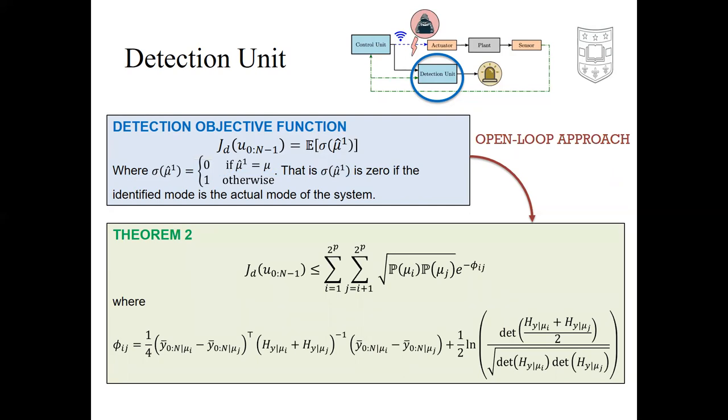Here, phi ij is a function of the expected value of the output over the detection horizon and also the covariance. And it's been shown before that by knowing the control sequence at the beginning of the detection horizon, we can easily compute this expected value and also the covariance of the measurements over the detection horizon. This phi ij is a quadratic function in control sequence, but this upper bound is in general non-convex.